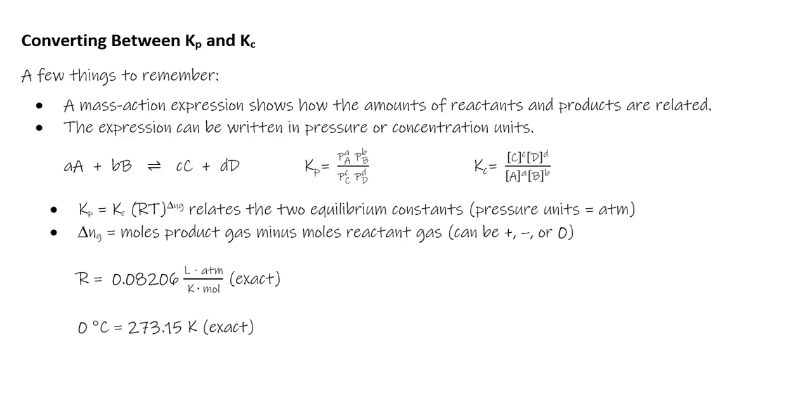If the value is 0, then notice from the Kp equation that RT is raised to the 0, which equals 1. In this case, Kp equals Kc because the RT term drops out of the equation.